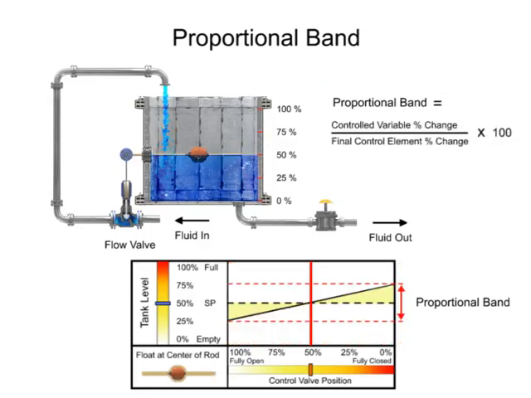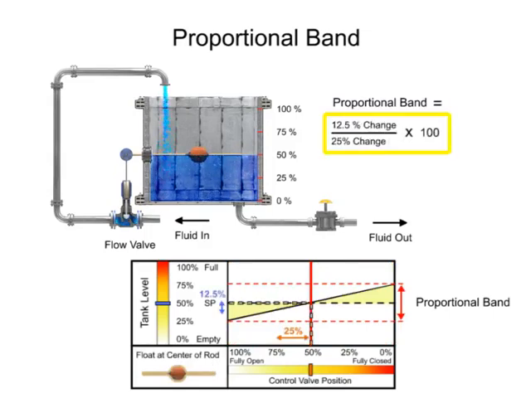By placing the float at the center of the rod, the fluid level has to change 12.5% to cause the final control element to change 25%. The width of the proportional band is reduced by half.